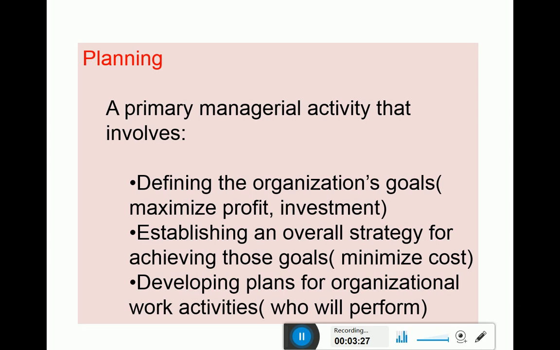For example, to maximize profit, the organization may adopt a way such as minimizing cost. The managers say that we should reduce our costs and expenses, so that our profit increases. Now that is one way with the help of which we can maximize the profit. So the means are known as the strategies with the help of which managers can achieve the goals, and then developing plans for organizational work activity.